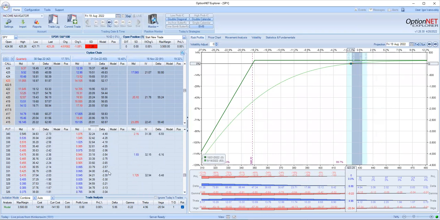So here's a trick question for everybody. If you are still paying attention, which put should I buy to make this spread's buying power requirement $1,000?